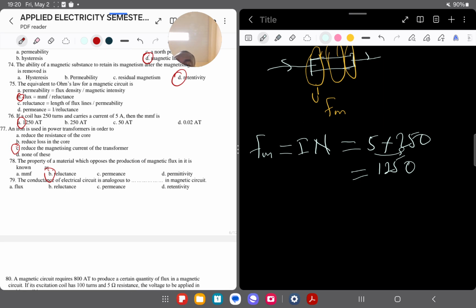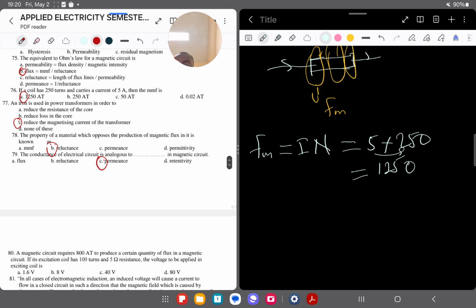The conductance of an electric circuit is analogous to, here, question 79. We even saw this; we solved it the last time. The conductance is going to be analogous to permeance. Remember, I said the answer. So this question is a repeated question, and the answer was permeance, so it's the same thing here.